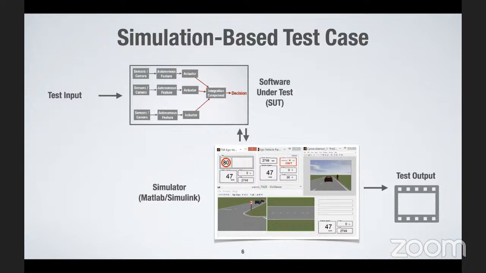And the output is both videos that can be used, for example, to understand how the car would behave, but also an actual vector of states. So for every time step, we know the position of the car, the speed, the position of the pedestrian. With this, it is also possible to analyze the actual state step by step.